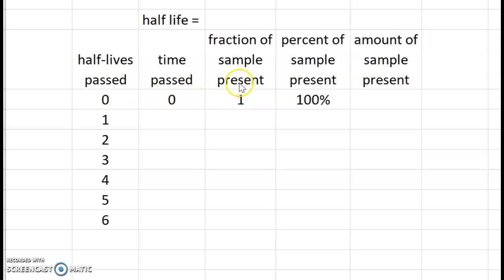And what we're going to do is mainly determine how much of the sample is left. The idea is every time a half-life passes, we cut the sample in half. So I'm going to start with a fraction because that's, I think, the easiest thing to think of. You start with the whole sample, a whole, and after one half-life, that's cut in half. So you have half the sample.